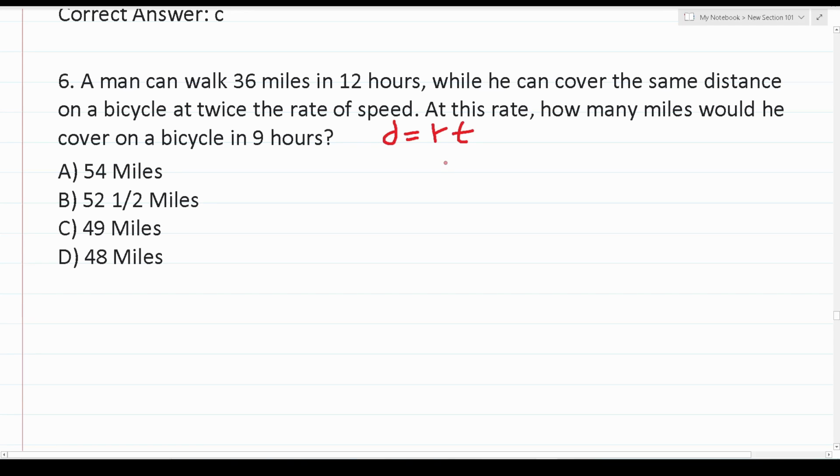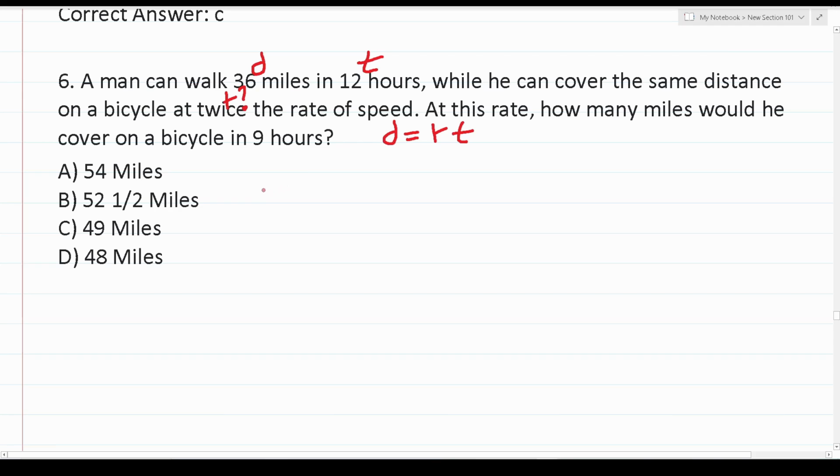Well, let's take a look at this problem. It says a man can walk 36 miles in 12 hours. Well, 36 miles is a measure of distance, so I know 36 miles is going to be a D, and 12 hours is a measure of time, so I know that's going to be a T. While he can cover the same distance on a bicycle at twice the rate of speed. So what that says is you have to figure out what R is.